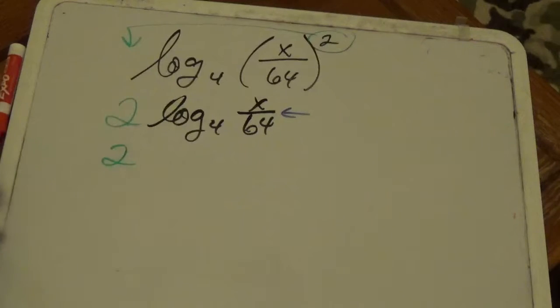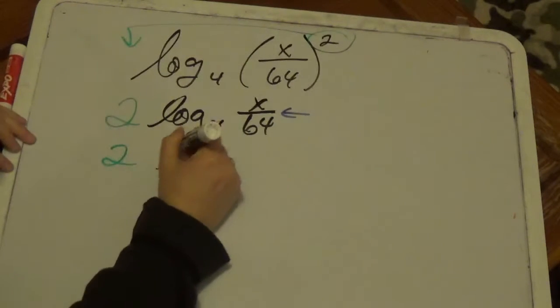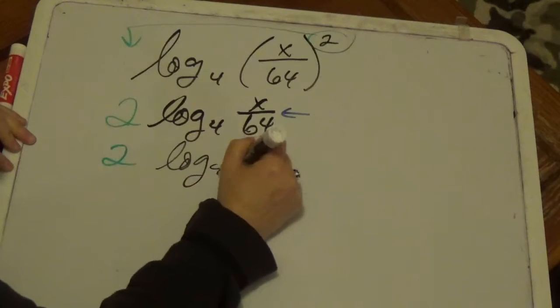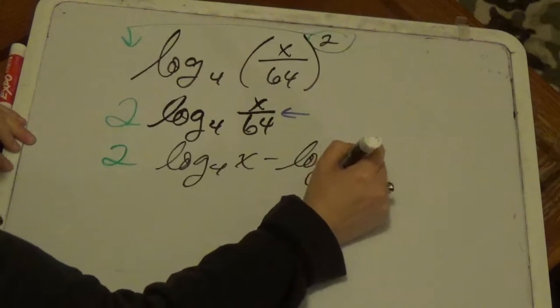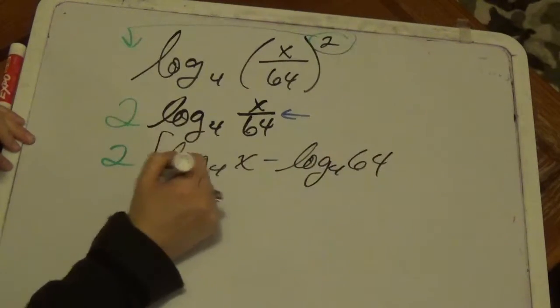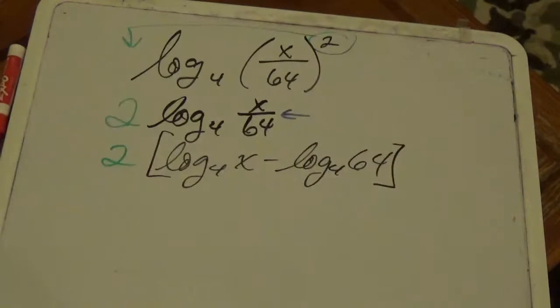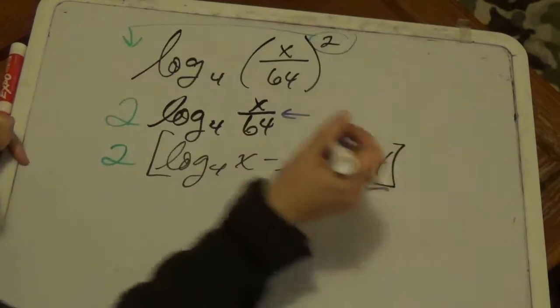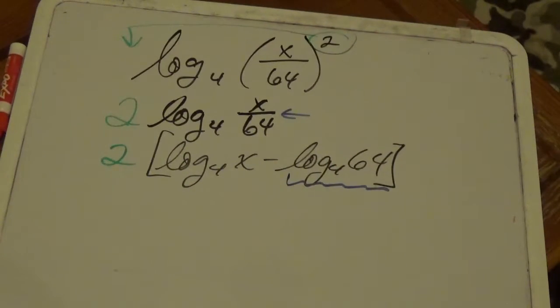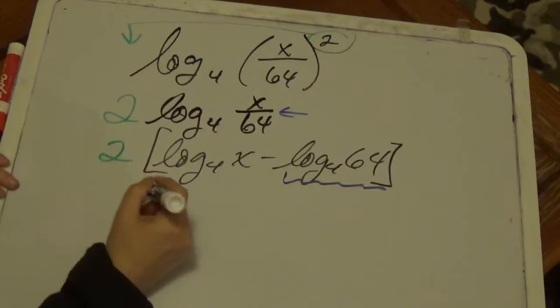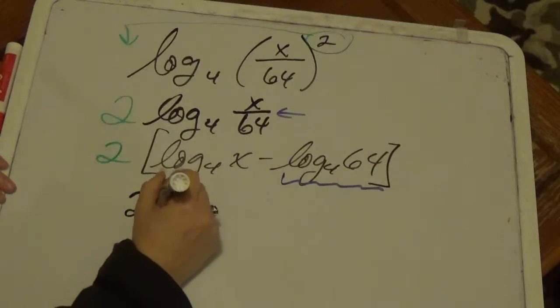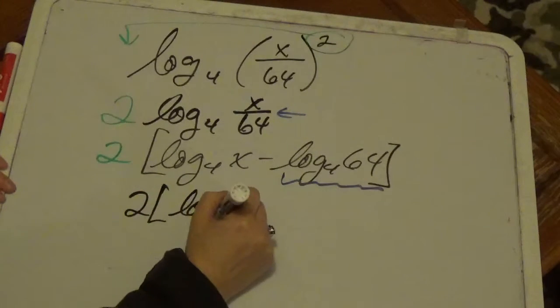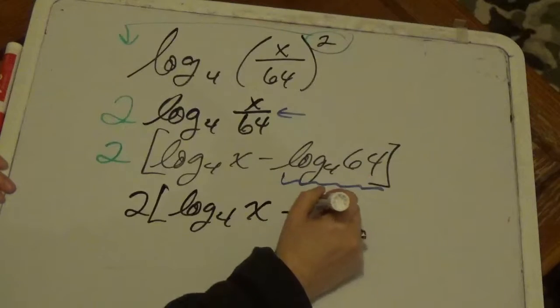So we need 2, and then when we break this up, log base 4 of x minus log base 4 of 64, that needs to go in parentheses or brackets, some sort of grouping symbols. And then we can evaluate this one. 4 to the third power is 64, so our final expansion will be 2 bracket log base 4 of x minus 3.